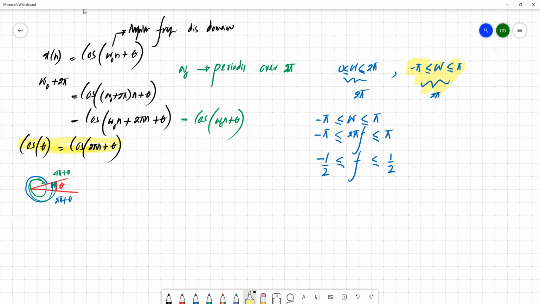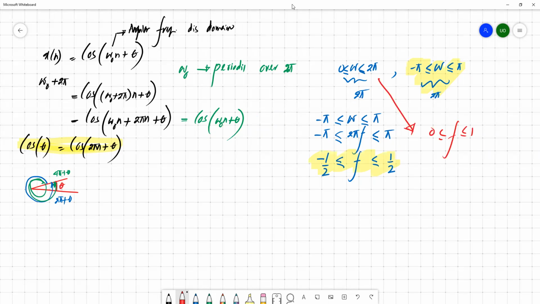So the normalized frequency, or the frequency in discrete domain, lies between -1/2 and +1/2. If you take the other range, it's f between 0 and 1. That's why we simply say that it's normalized. Normalized means the maximum value would be 1. So normalized frequency is in between.